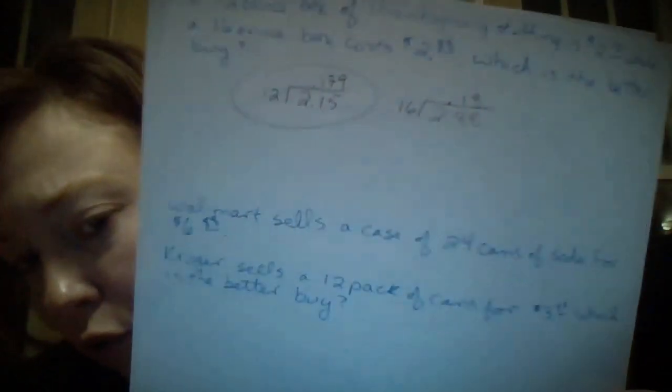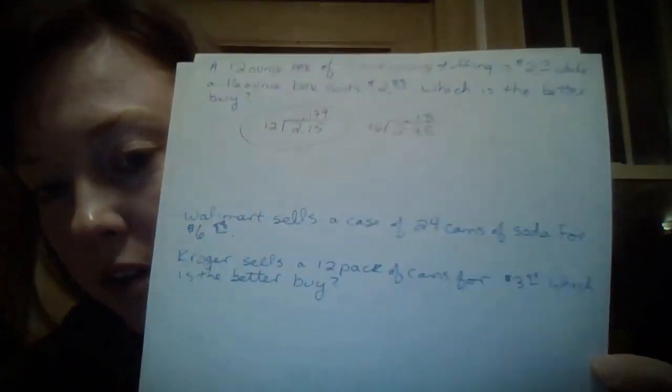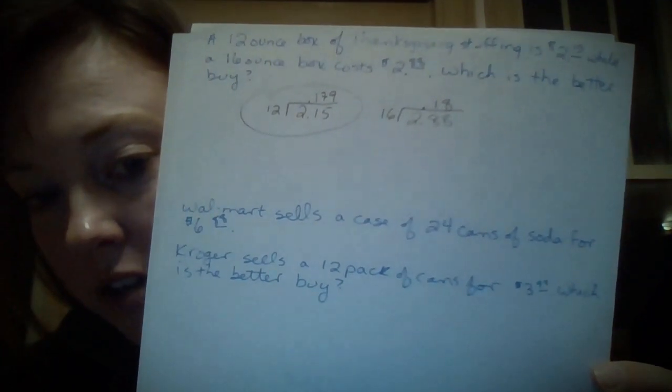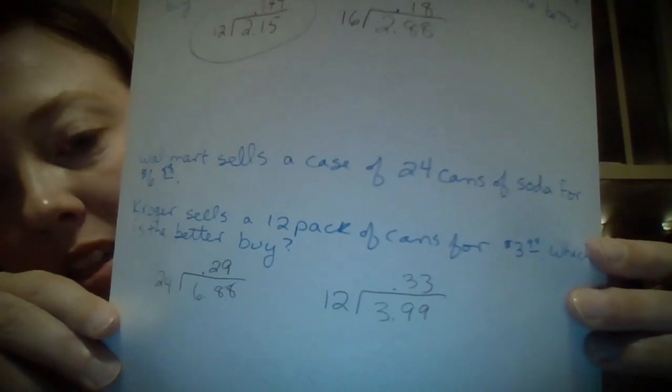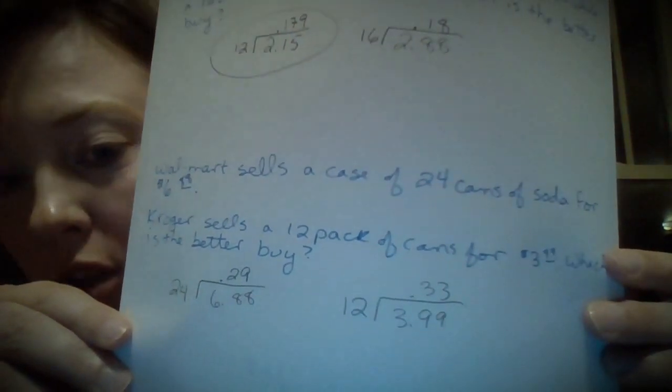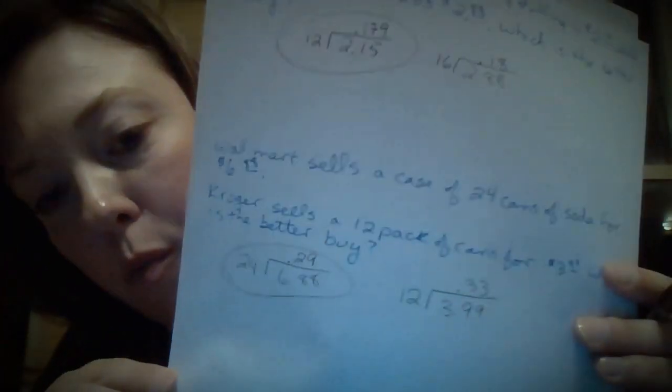Now, second problem, very simple. I'm not sure if you've ever heard of Kroger. It's a grocery store in certain states, but Walmart sells a case of 24 cans of soda for $6.88. Kroger sells a 12-pack for $3.99. Which is a better buy? So you do division problems, so it should look like this. After you divide it with your calculator, your Walmart cans will be 29 cents a can, whereas at Kroger, the cans will be 33 cents a can. So going to Walmart is cheaper if you buy your soda per can.